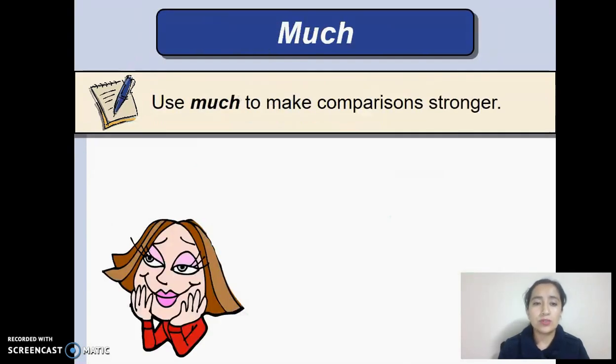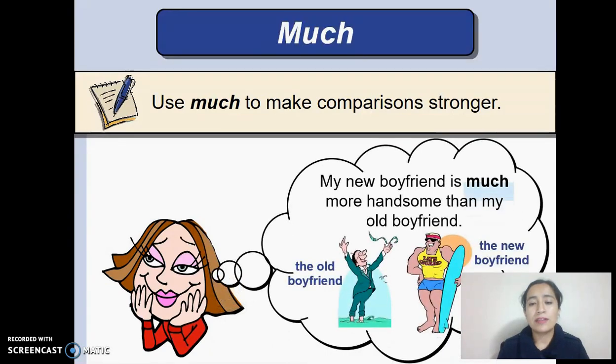We can also use much to make comparisons stronger, to emphasize a comparison that we are making. For example, my new boyfriend is much more handsome than my old boyfriend. We just add this much to the previous patterns that we have studied.